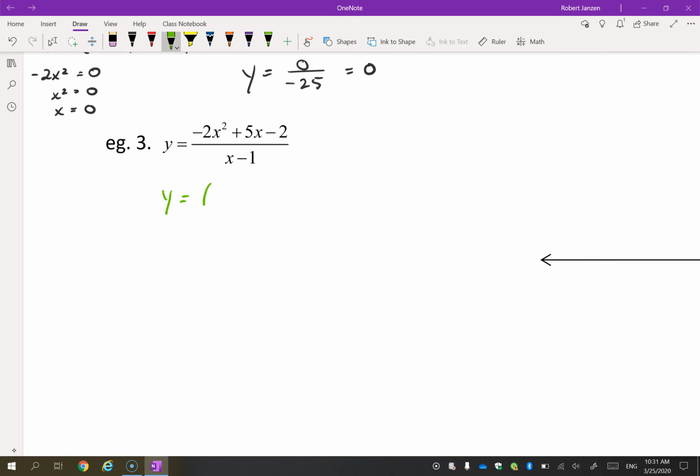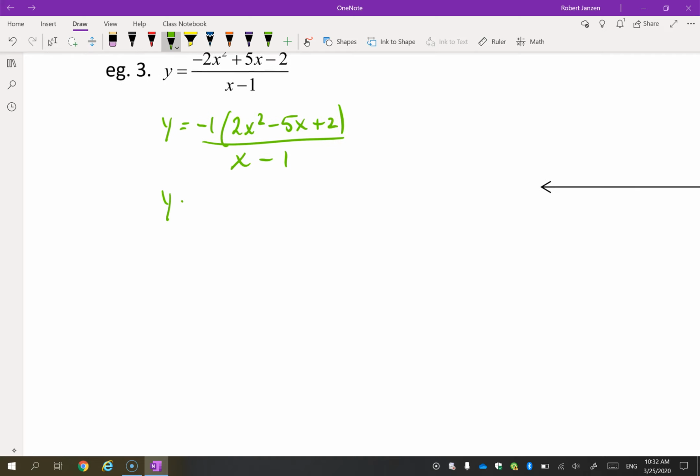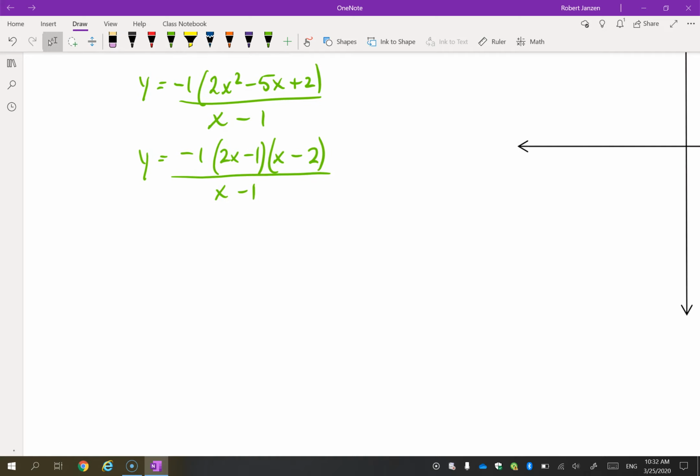Again, start by factoring. Okay, you know what? I don't like that negative in front. I'm going to factor out the negative, and then I'll factor it the next step. You don't have to do it that way. I just find it easier. So 2x and x, this is minus 2 minus 1, and x minus 1. Okay, no common factors. X can't be 1, so there's a vertical asymptote at x equals 1.